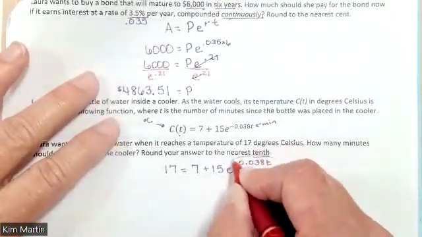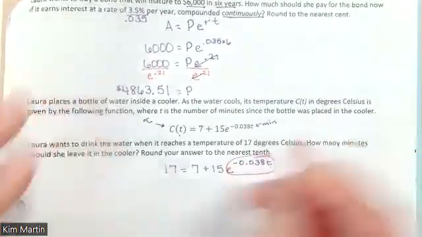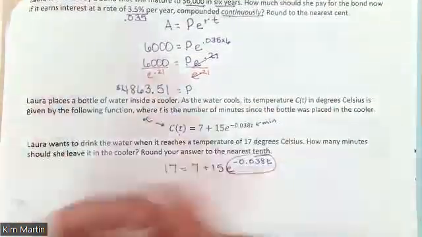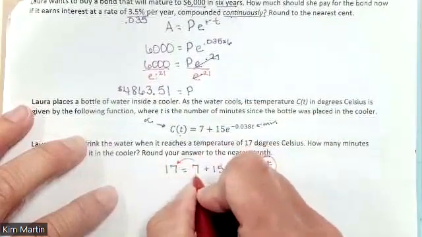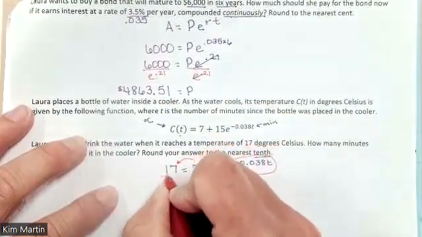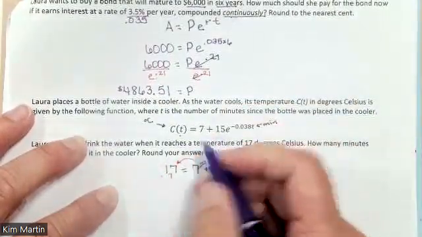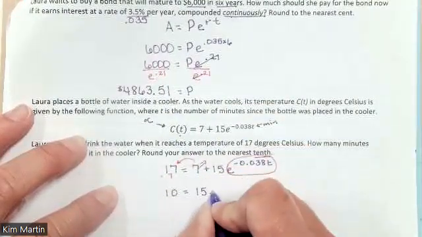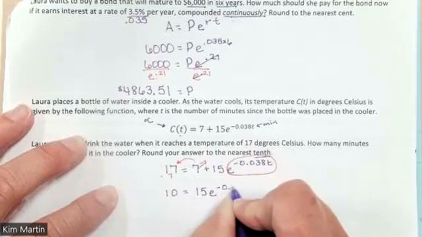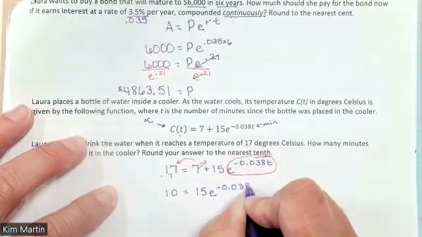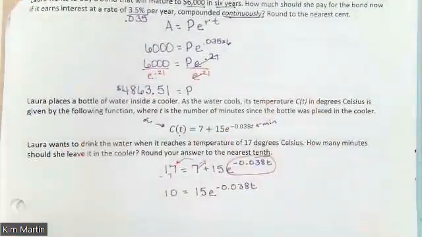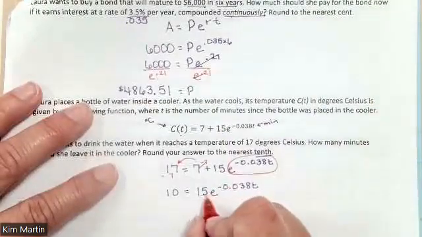So what we need to do is isolate that part first, that e to that power first. So I'm going to first take the 7 to the other side by subtracting it. And I get 10 equals 15 e to the negative 0.038t. Well, this is just saying 15 times that. So we're going to divide by 15.